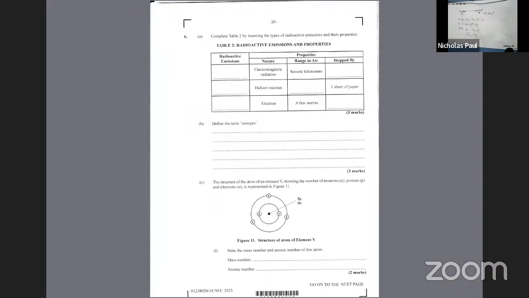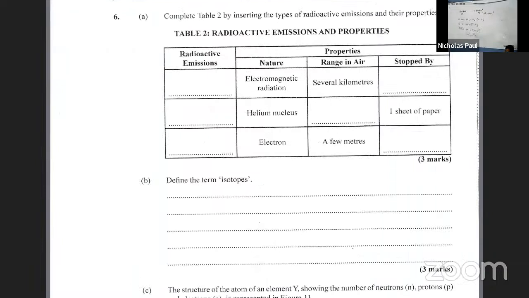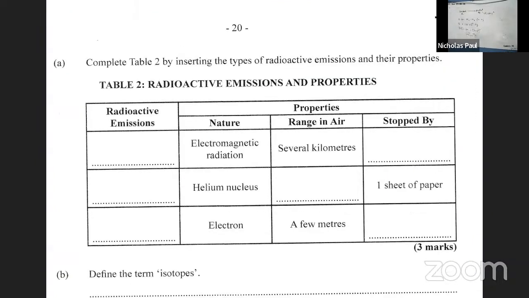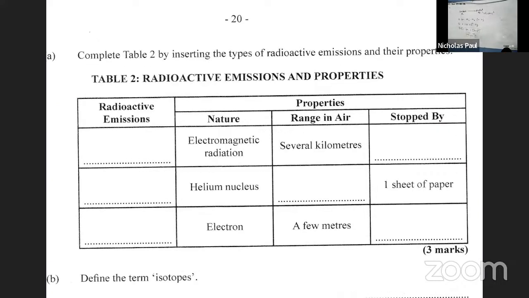Fill the table out fast. See which is alpha, which is beta, which is gamma. Sadly, today's radioactivity and magnets. So we'll do the theory and magnets today and probably do a couple of questions.